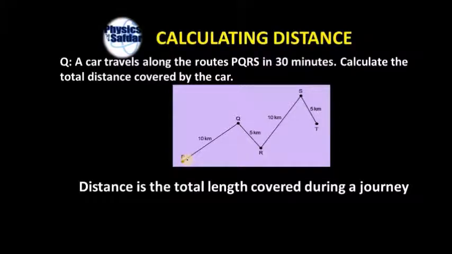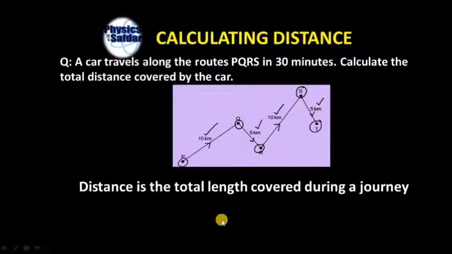Look at this diagram. The car starts the journey from point P, then moves to point Q, and it covers distance 10 km, then point Q to point R, and covers distance 5 km, then point R to point S, and covers distance 10 km, then point S to point T, and covers distance 5 km.